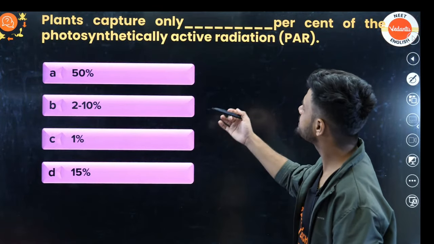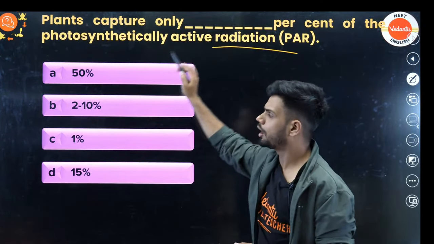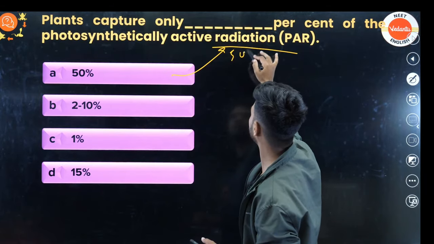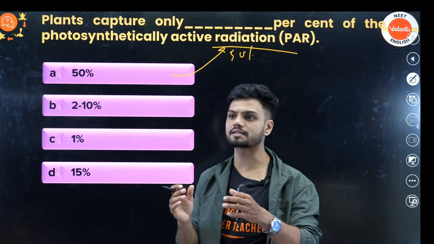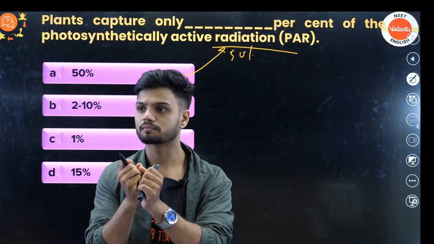Next question. Plants capture only blank percent of the active radiation. Out of the 50% of PAR, how much of the radiation is the plant absorbing?